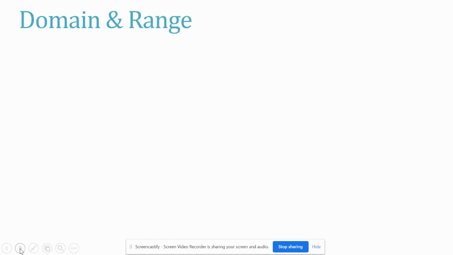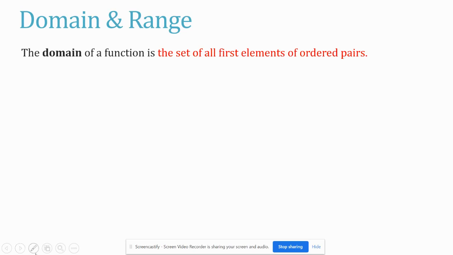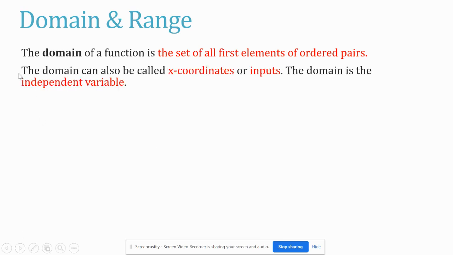Okay, so domain and range. You might have heard of these words before. The domain of a function is the set of all the first elements of an ordered pair. Hopefully you guys remember an ordered pair is x comma y. So it's always that first part, that first value. The domain can also be called x coordinates or inputs. It's also known as the independent variable.